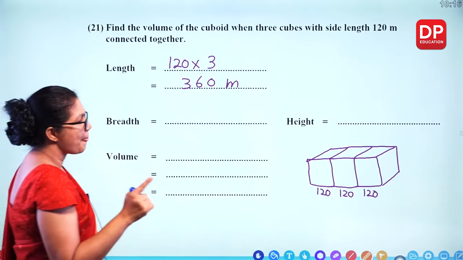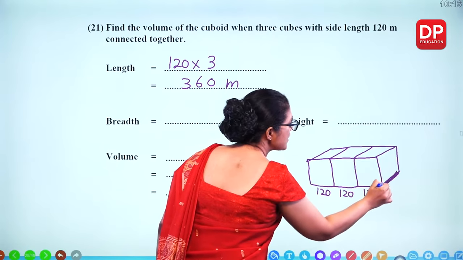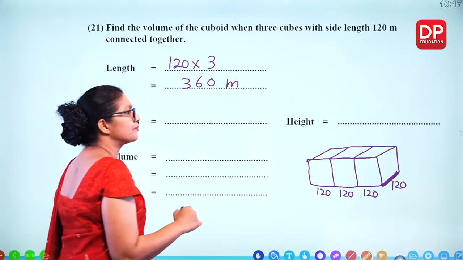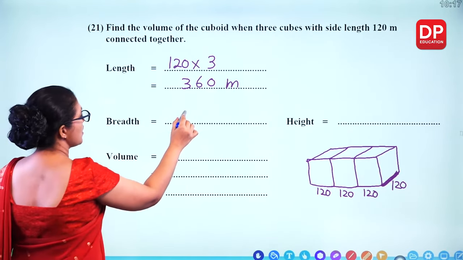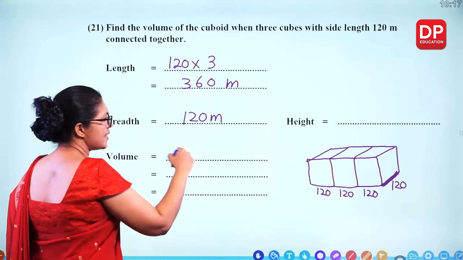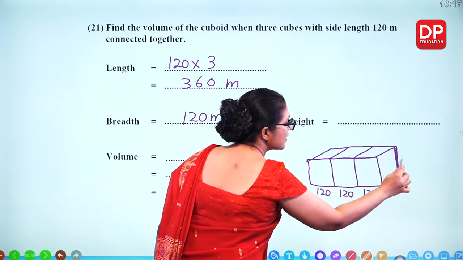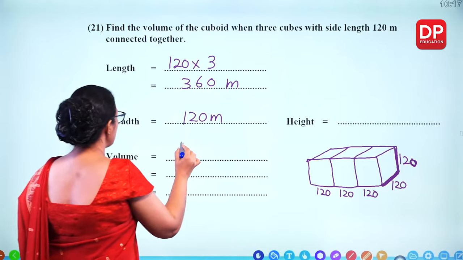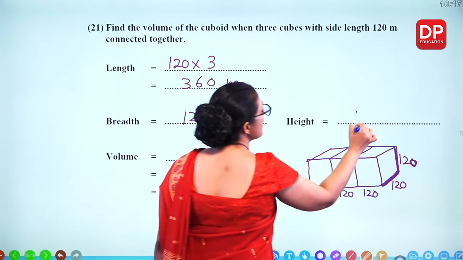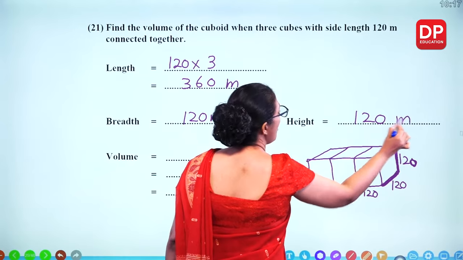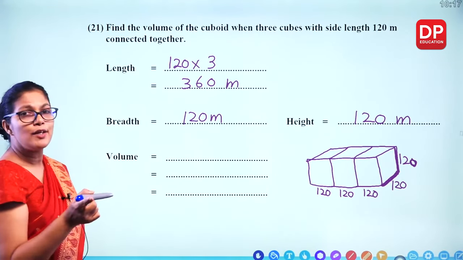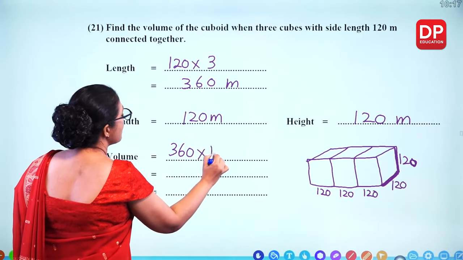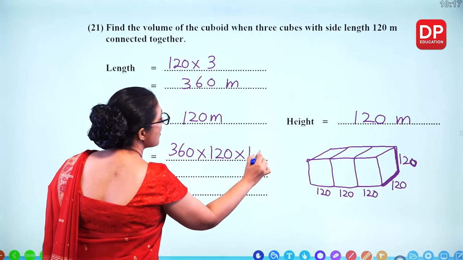What's the breadth? Breadth means this one. So, that's the same as 1 cube length. Just 120. What's the height? Height is the same as 1 height, so 120. Now, what's the volume? New length is 360. Breadth is 120. Height is 120.